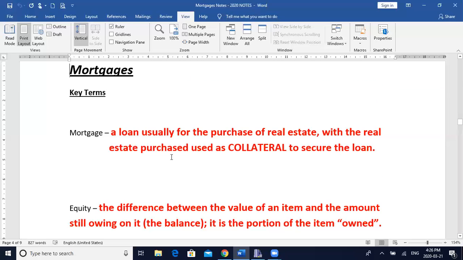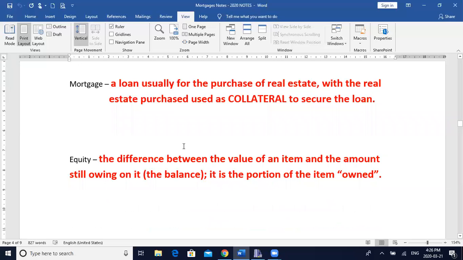Equity is something that appears to be a big deal with owning real estate. When you buy a home and get a mortgage for it, you have to pay back the debt itself. But as you pay back the mortgage, you build up equity in the home or the real estate, whatever it is. Equity is the difference between the value of an item at the time and the amount that's still owing on its loan, which we call the balance.